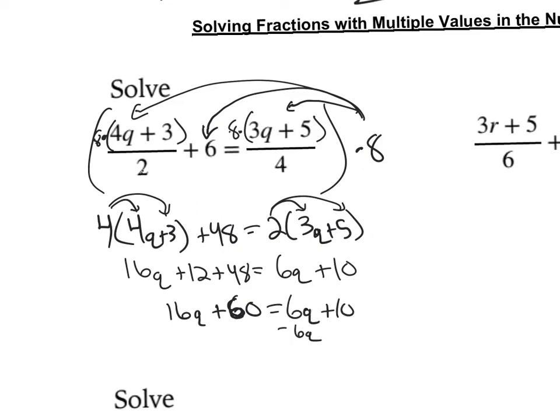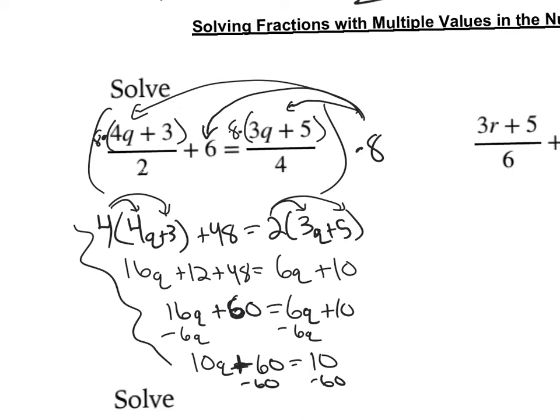Get your variable terms to the same side. So subtract 6q from both sides. Gives me 10q plus 60 is equal to 10. Subtract 60 from both sides. So move it over here to the left. So I have 10q is equal to negative 50. Divide by 10. q is equal to negative 5.